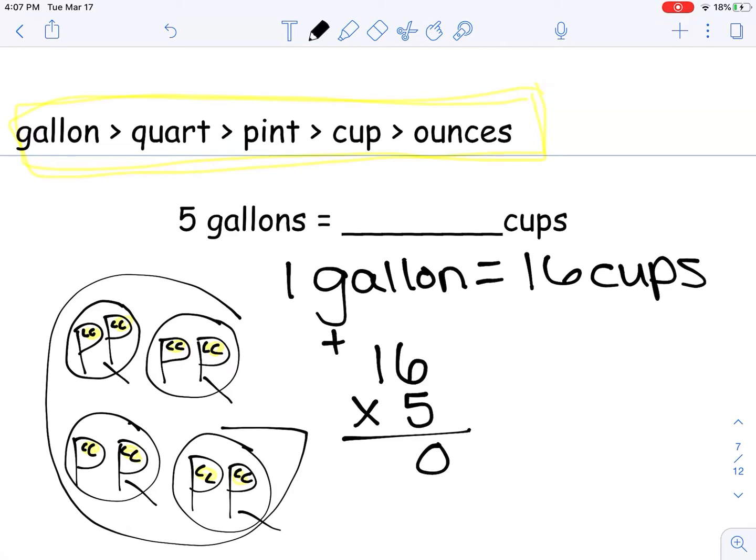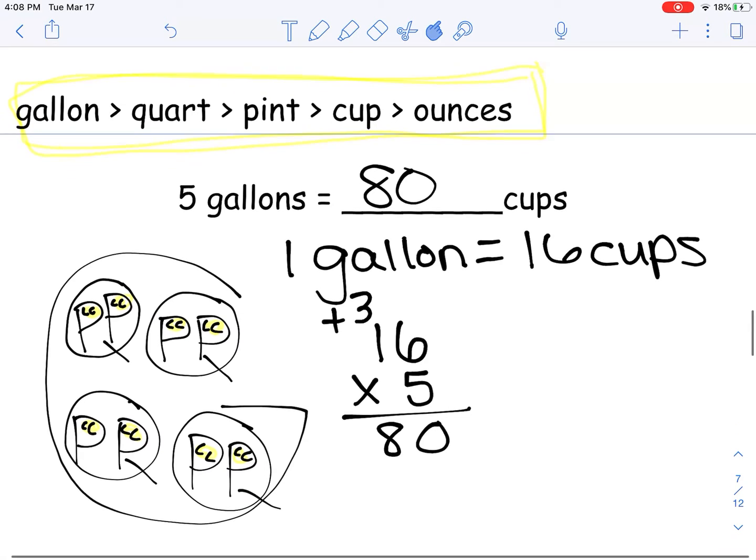5 times 6 is 30. 5 times 1 is 5, plus 3 is going to give me 8. So that means 5 gallons is equal to 80 cups.